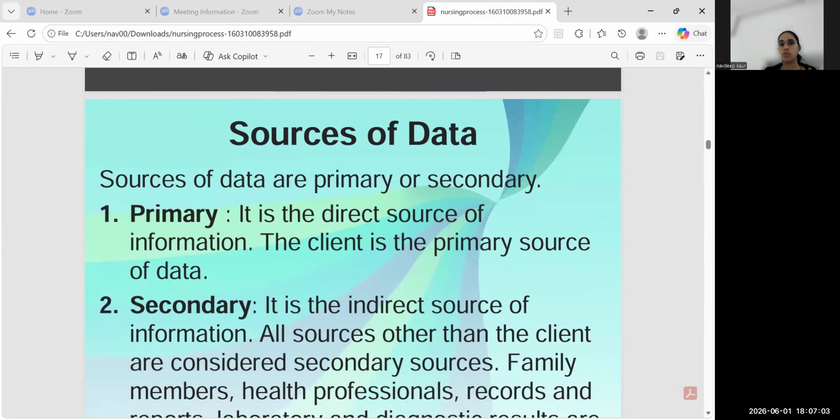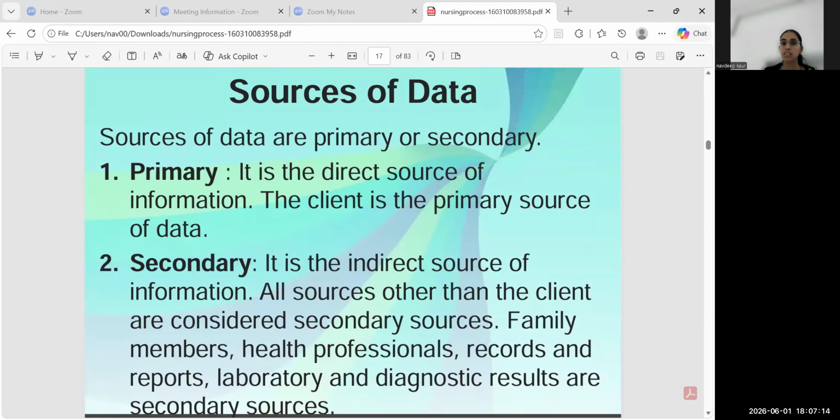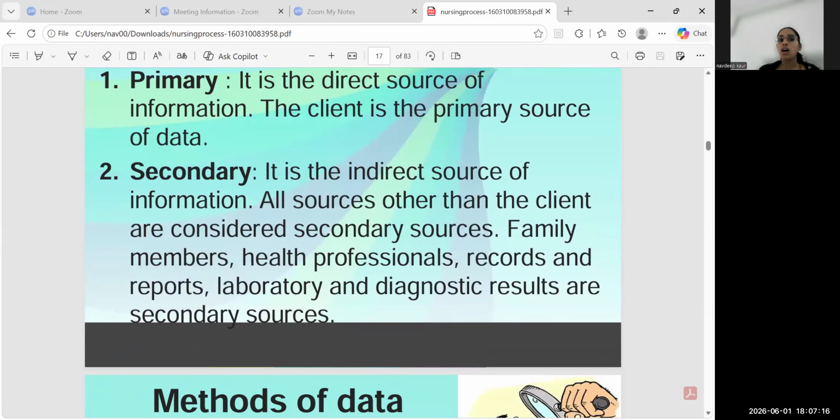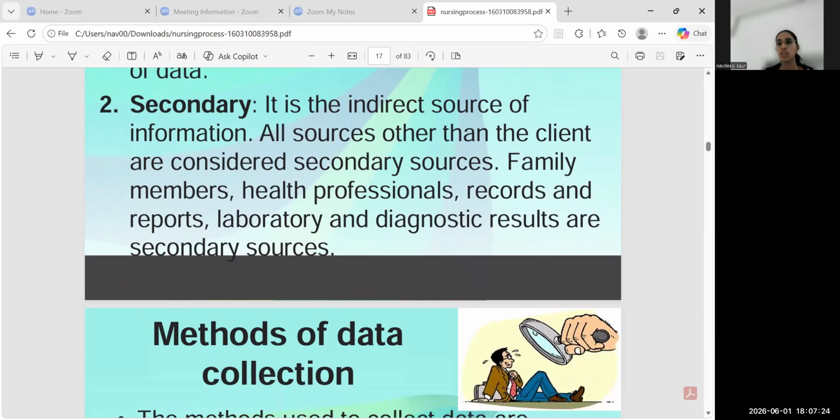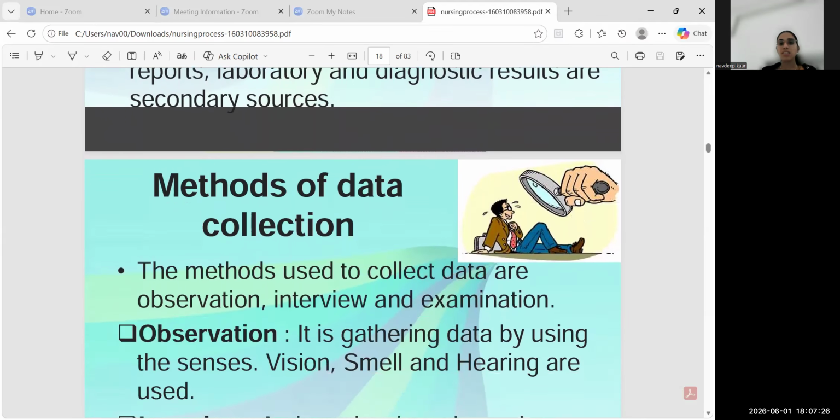Next is the sources of data. There are two different sources of data from where we get the data of the patient, from primary sources as well as secondary sources. Primary source is the patient themselves, and secondary sources are other individuals or family members, health professionals, their records, their files, their discharge summary, their lab investigations. These come under secondary.